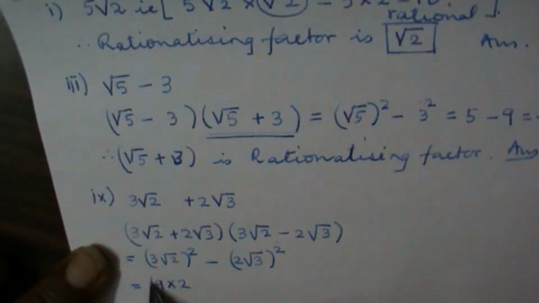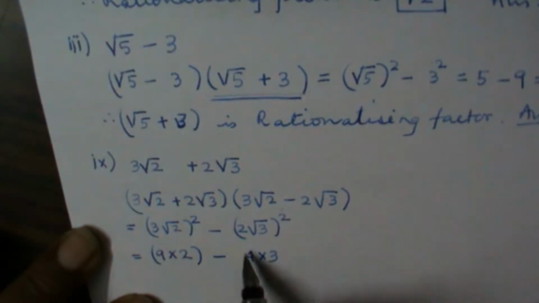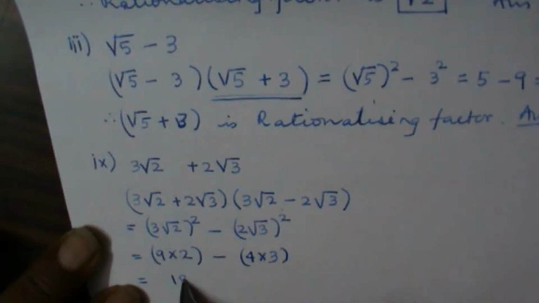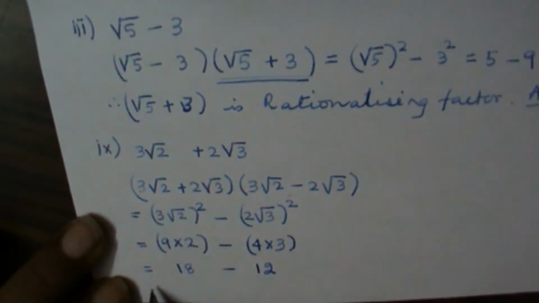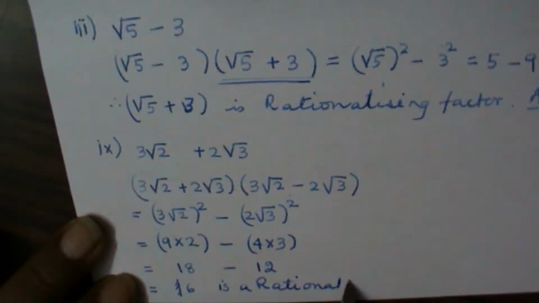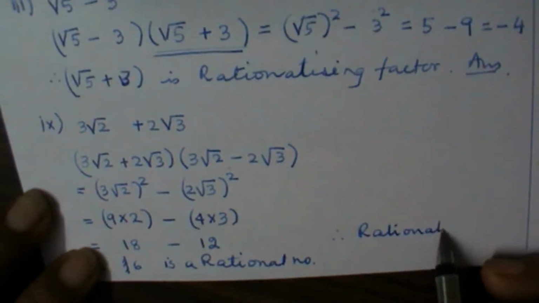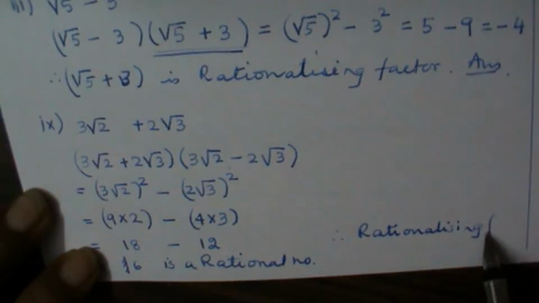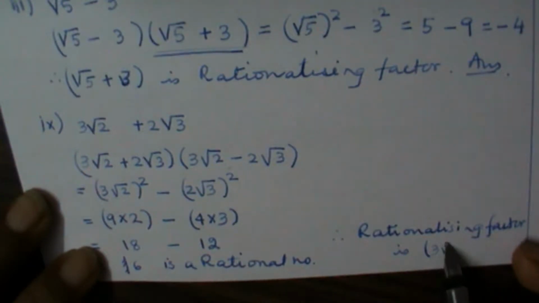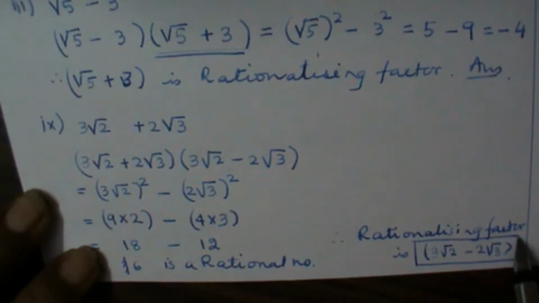9 into 2 minus 4 into 3, and that gives me 18 minus 12, and that will give me 6, which is a rational number, and therefore the rationalizing factor is this one, which is 3 root 2 minus 2 root 3. And that is your answer.